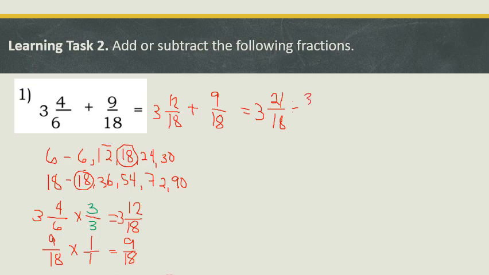So, pwede natin i-divide sa 3. So, kopyahin lang natin yung whole number na 3. Then, 21 divided by 3 is 7. 18 divided by 3 is 6. So, mapapansin nyo yung 7/6, mas malaki yung numerator, siya ay improper.